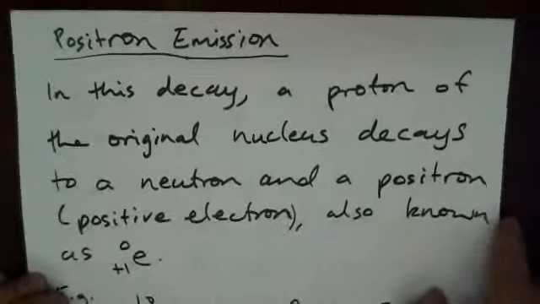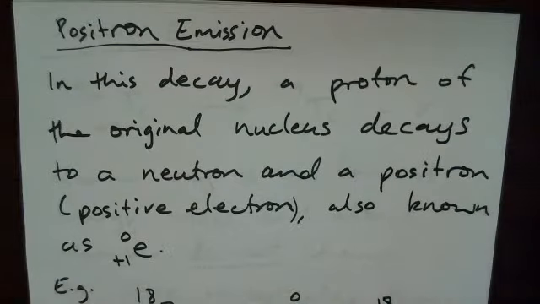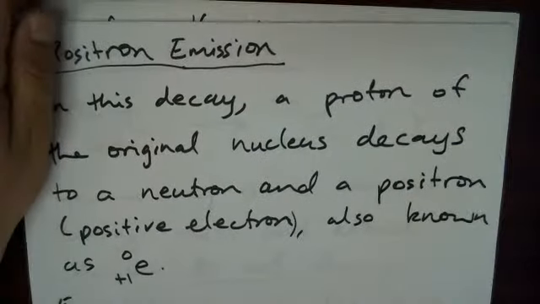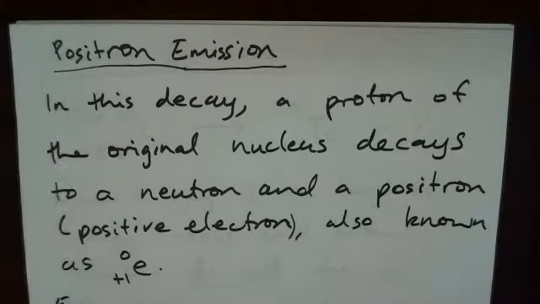Now, positron emission is similar, but almost the reverse process. What happens in positron emission is that we have a proton in the original nucleus, and now that proton gets converted into the positive electron, which is called the positron, and which is essentially massless, and also a neutron. Okay, so I'll say that again. In positron emission, the original nucleus has one of its protons converted to a neutron and a positron. And as I've said before, we have this sort of symbol for it.